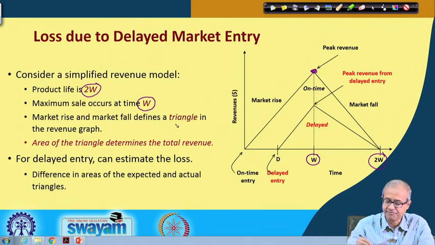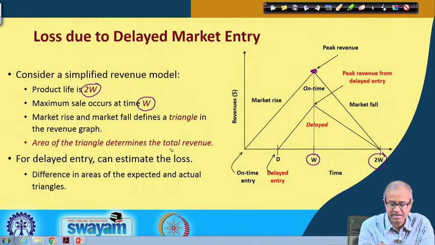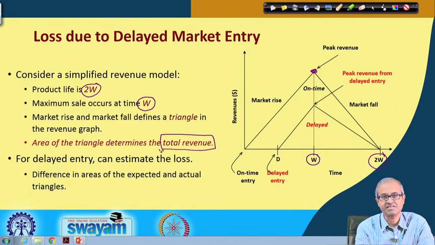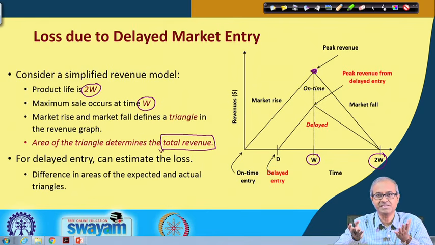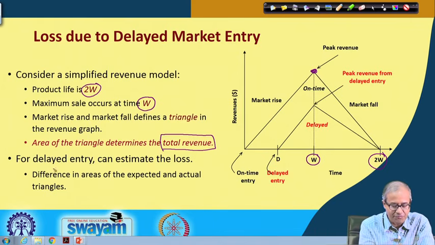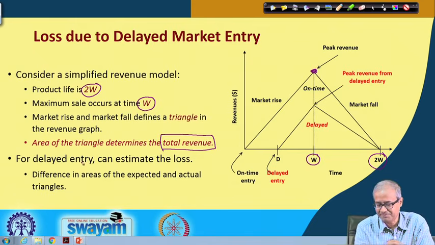Market rise and market fall, as I said, we approximate by straight lines, which means we define a triangular structure. As I mentioned, the total area under this triangle will determine the total revenue, the total sales, that you can generate. If you have a triangle, you know how to measure its area, so it becomes easier.